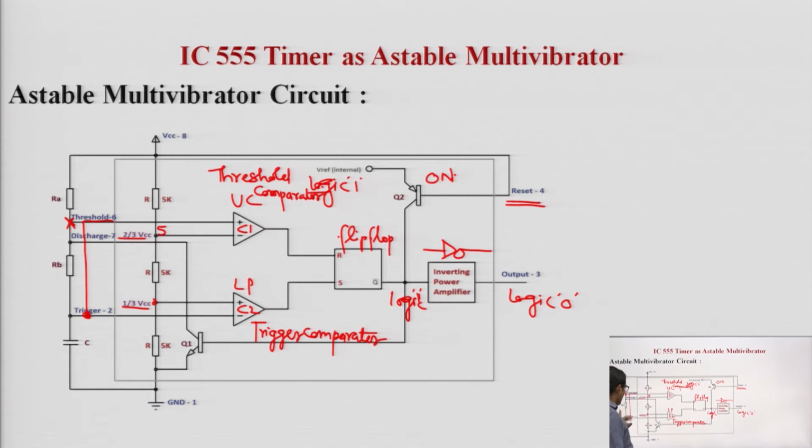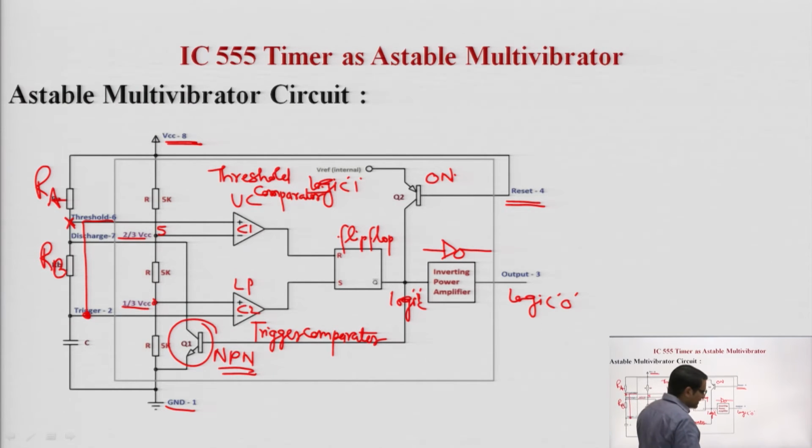Now the pin number 7 is the discharge pin, and this is RA, this will be RB. The external capacitor discharges through pin number 7 and the transistor Q1, an NPN transistor. This is the power supply pin number 8 and pin number 1 is ground. This is all about the pins.